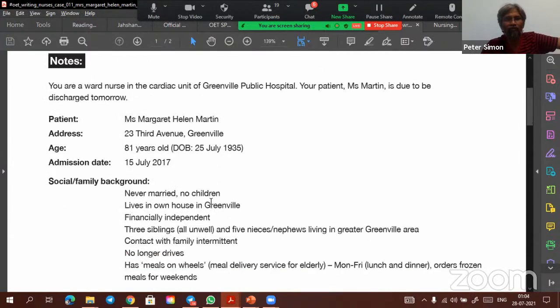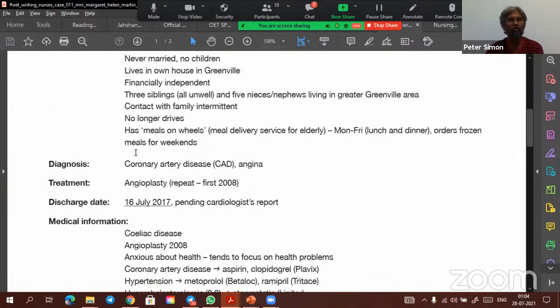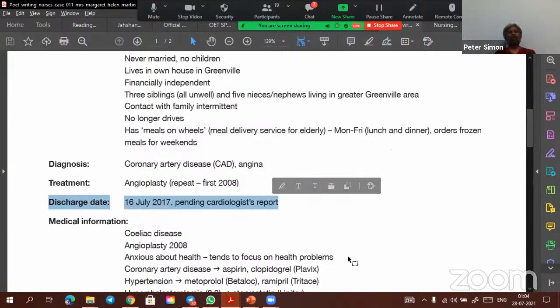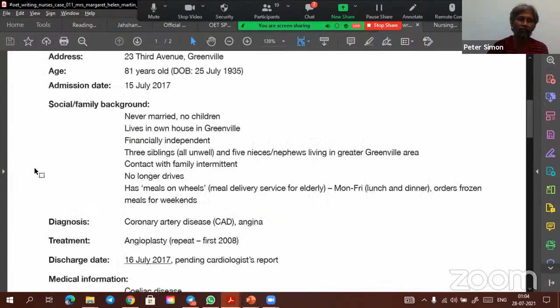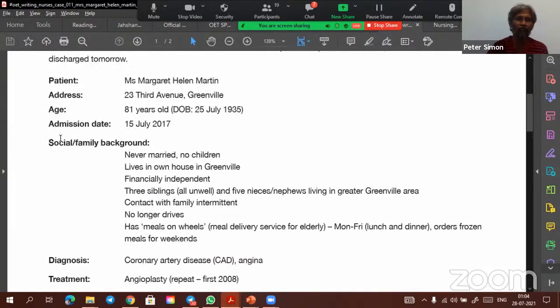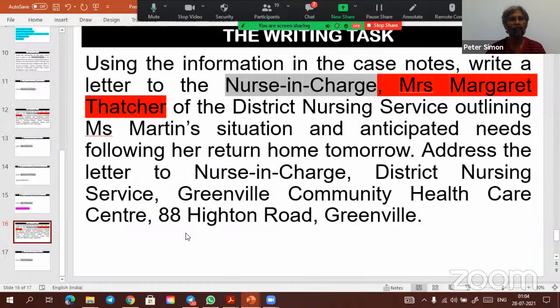So here, this is the point: discharge date. From here you have to take. So this is social background or family background. The case notes.